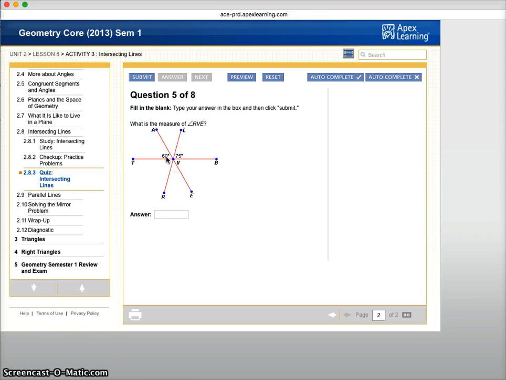So 180 degrees, and then I'm going to subtract 135, and that's going to leave me 45 degrees for this, because all three together have to equal 180 because they form a straight line. So that means AVL is going to be 45 degrees. And since this is a vertical angle to RVE, which is what they're asking about, and those have to be congruent, I've got 45 here, so I'm going to have 45 here as well.